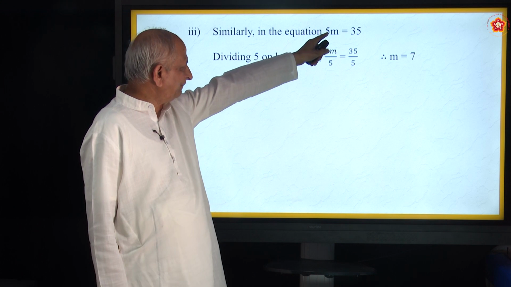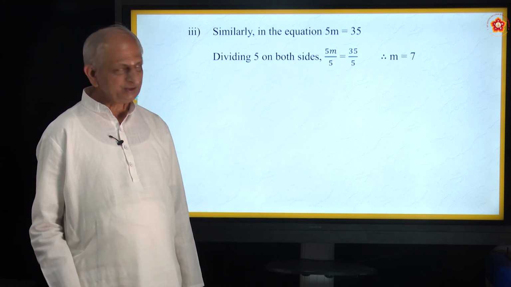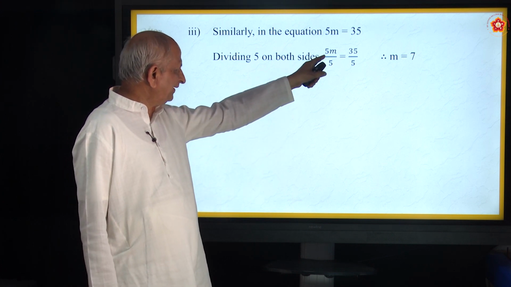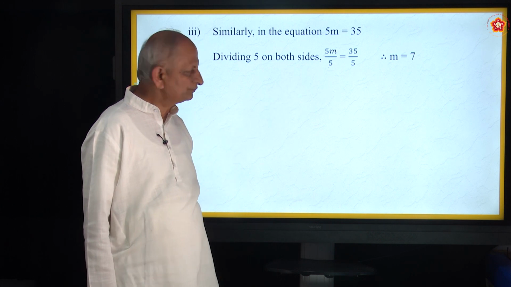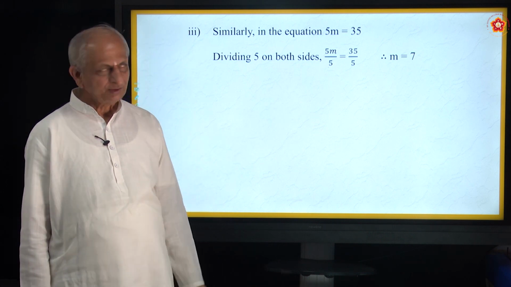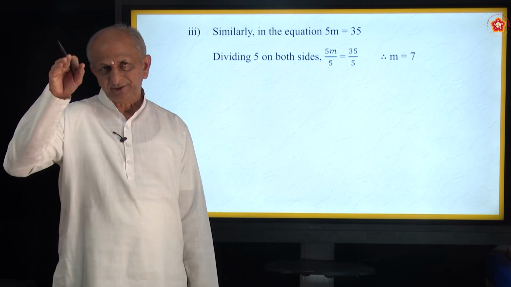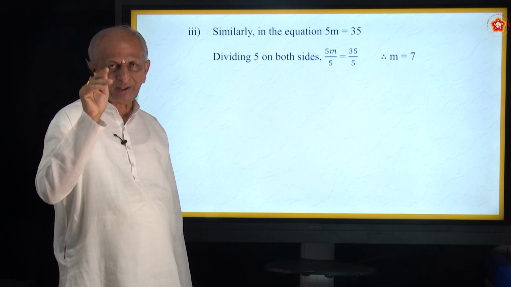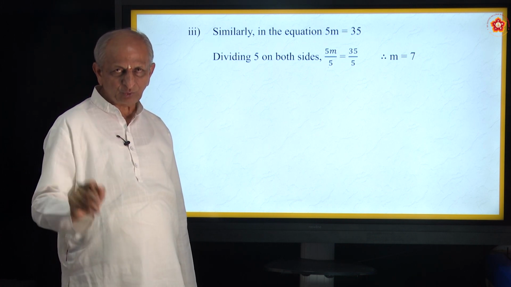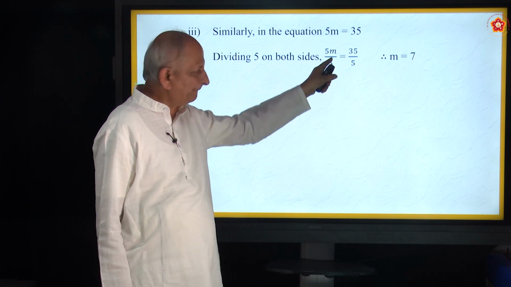Here m is multiplied by 5, but do the opposite operation. Multiplied means you divide by 5, 5m by 5. How do you know it? Suppose you have 3m, divide by 3. Suppose you have 10m, divide by 10. Suppose you have minus 2x, divide by minus 2, like that. So, what is the purpose? To find the value of m.